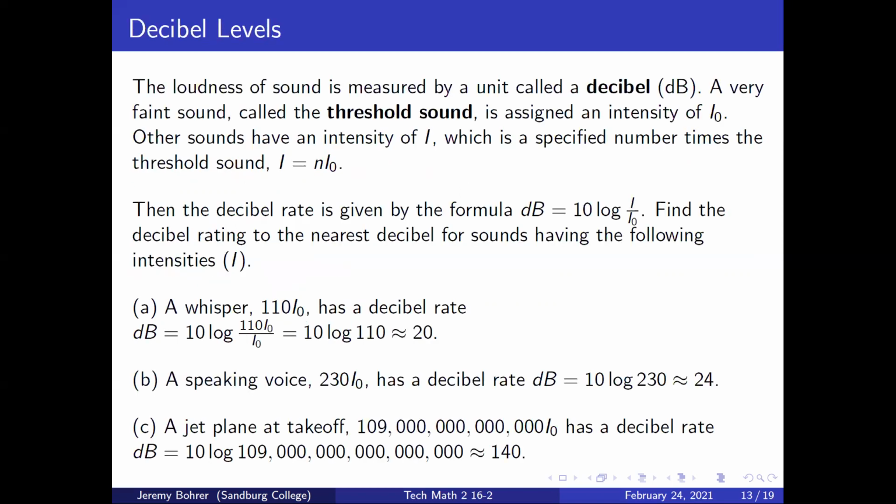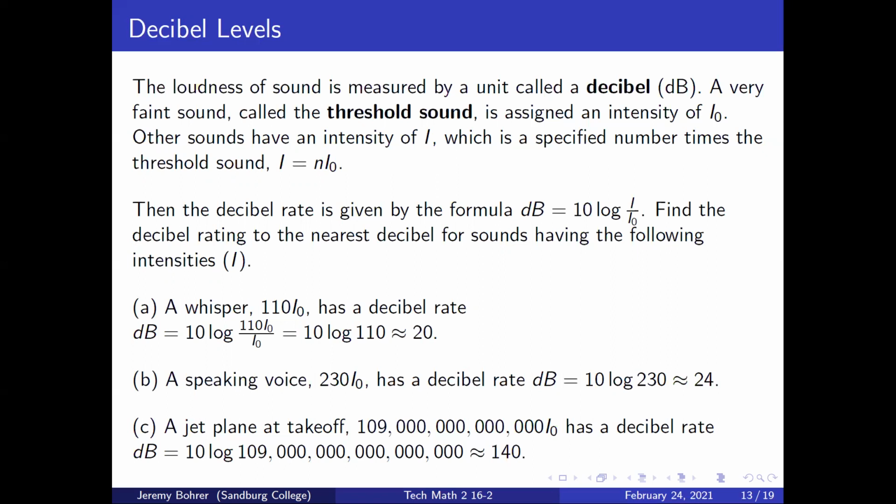The loudness of sound is measured by a unit called a decibel. A very faint sound, called the threshold sound, is assigned an intensity of I0. Other sounds have an intensity of I, which is a specified number times the threshold sound, I equals N times I0. Then the decibel rating is given by the formula dB equals 10 log I over I0. Find the decibel rating to the nearest decibel for sounds having the following intensities.